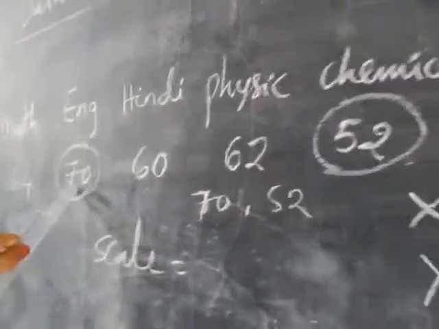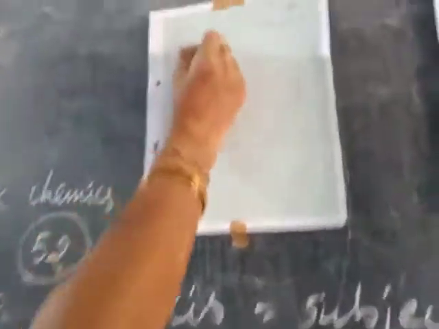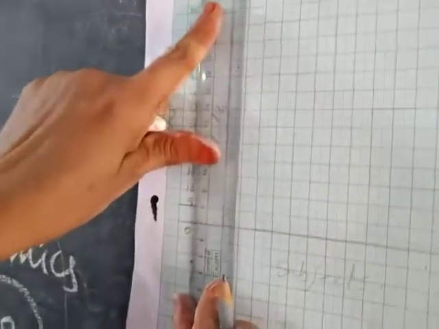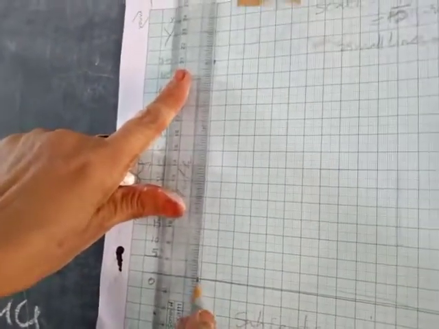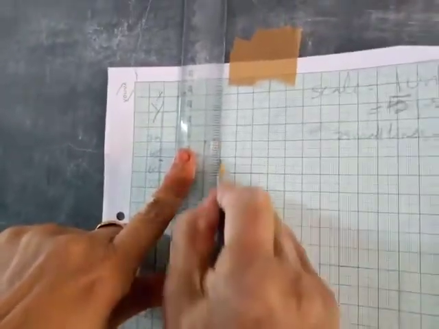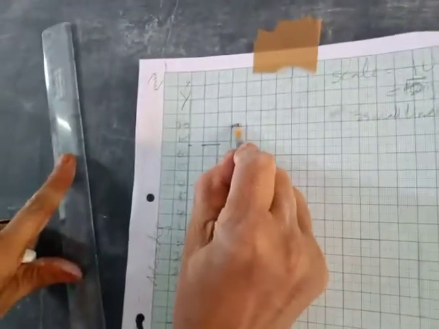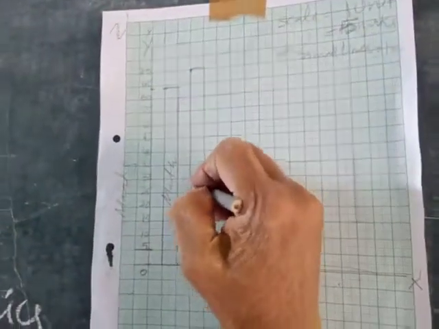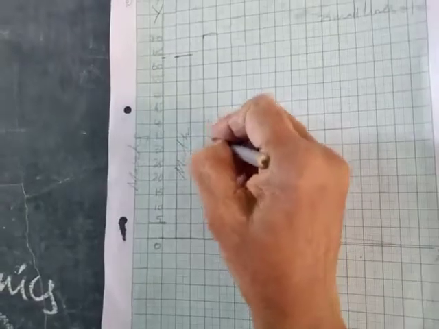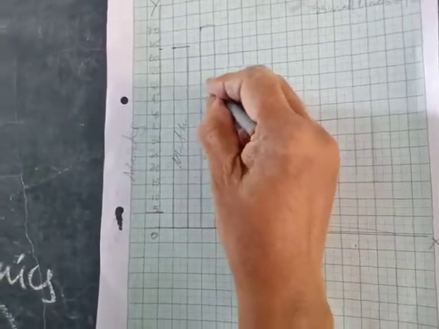English, how much is there? 70. Where is 70? This point is 70. So you will leave this much here, equal width you have to take. Then you construct another rectangle. This is English. This way you have to construct the bars.